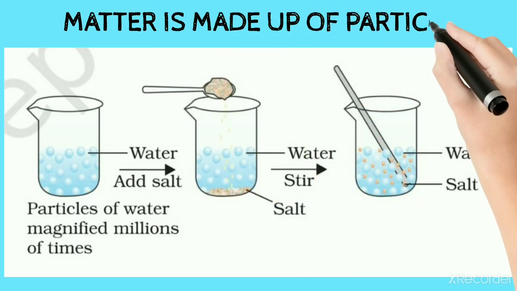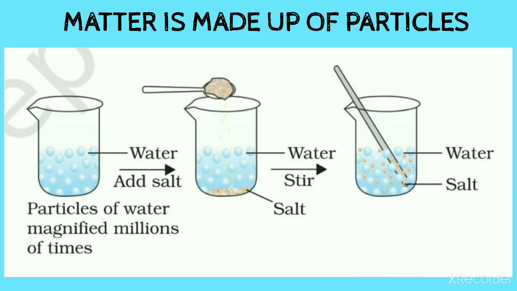First one, physical nature of matter. It was again divided into 2 types. They are: matter is made of particles, and how small are these particles of matter? Let us discuss matter is made of particles.